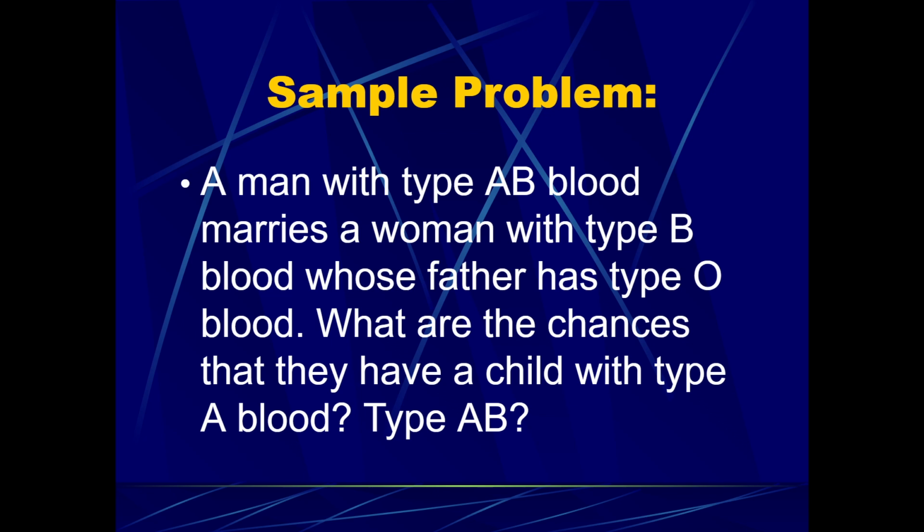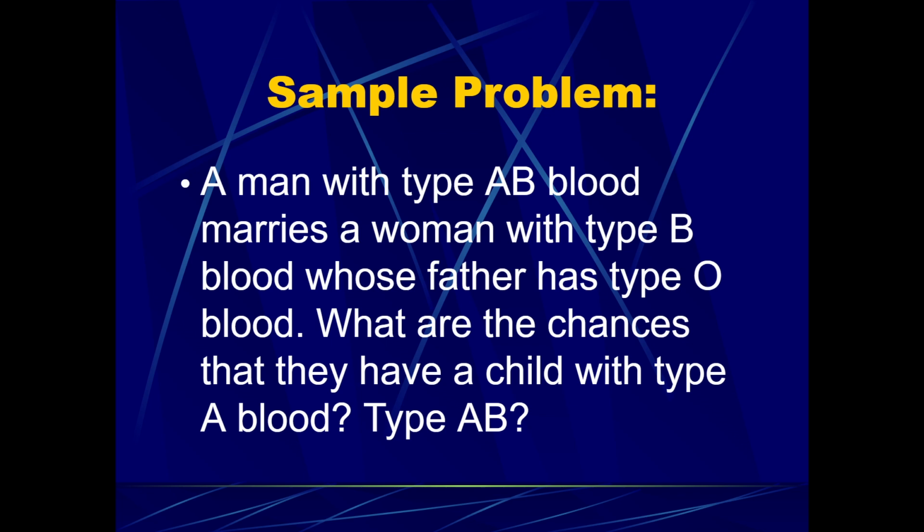So draw a box. We'll put AB at the top and we'll put BO on the side. And we have 4 open boxes to perform our Punnett square. You bring all the letters up top down, all the letters on the side across, and then you look at the results. So looking at the results, it appears that for them to have a child with type A blood, it's only going to be 25%. Only 1 out of the 4 boxes would result in a child that has type A blood.